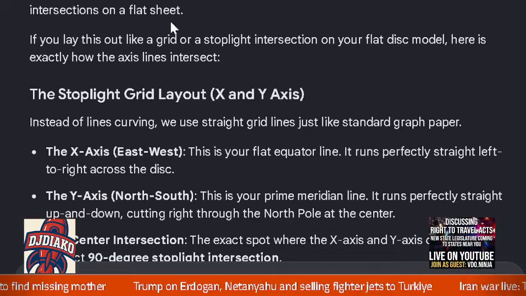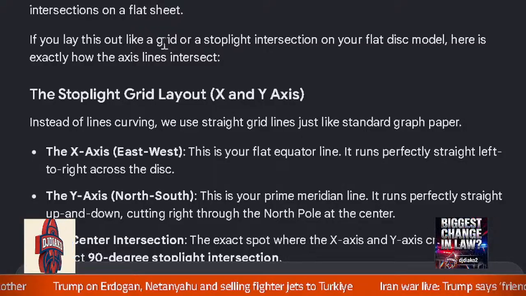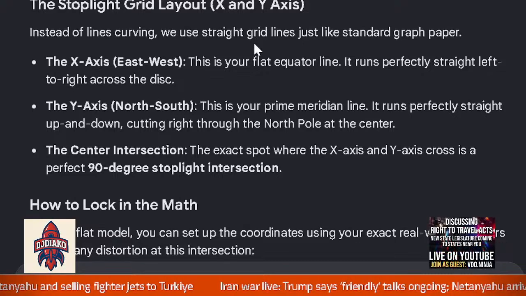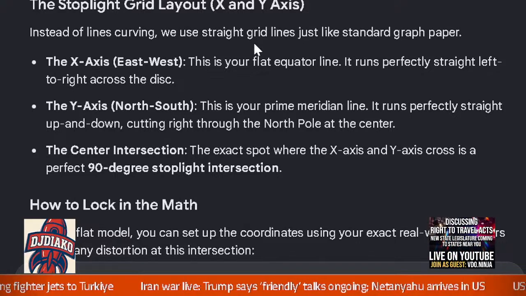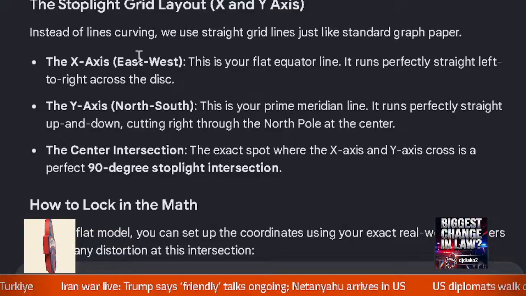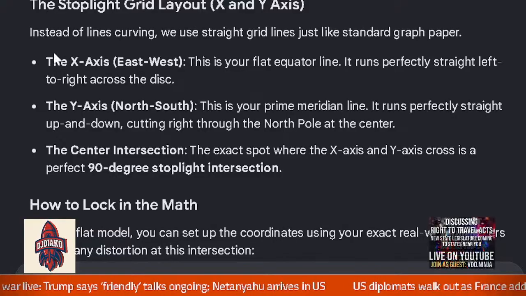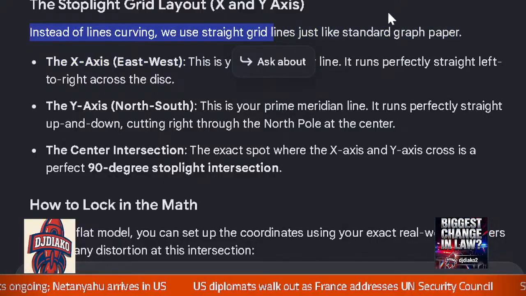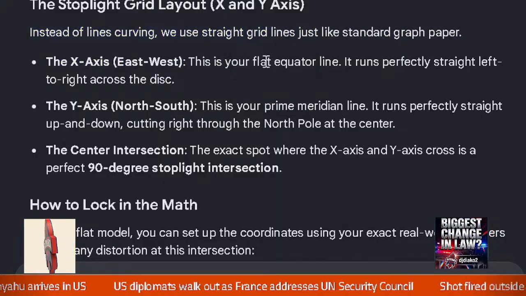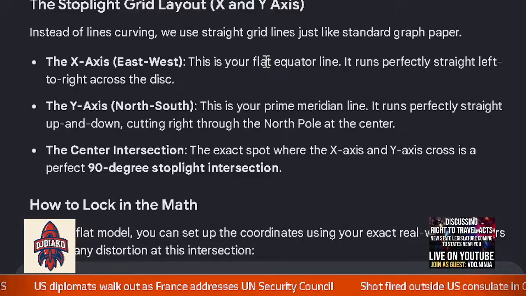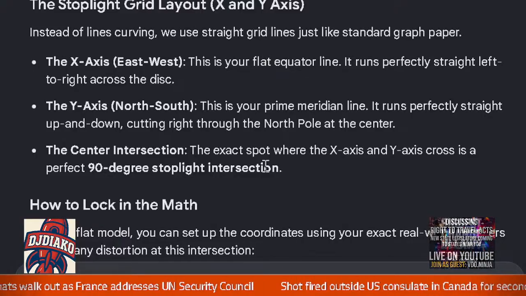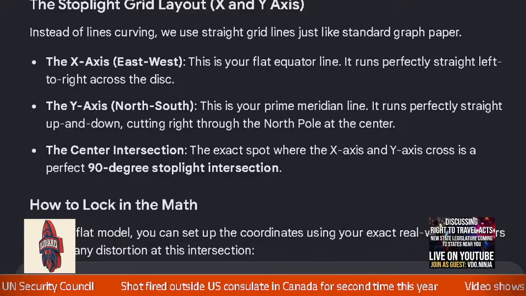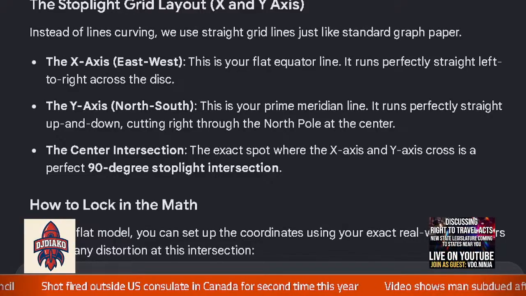Your paper example, lay this out like a stoplight grid or a stoplight intersection on the flat disk model. Here's exactly how: it's the X and Y. That's what I said in my head, the Y, but I didn't want to say the wrong one and then have him go, but that's exactly what I was saying. Instead of line, I might have mumbled it. We use straight grid lines, just like standard graph paper. Why not? Just curving paper. No spherical graphing paper yet.